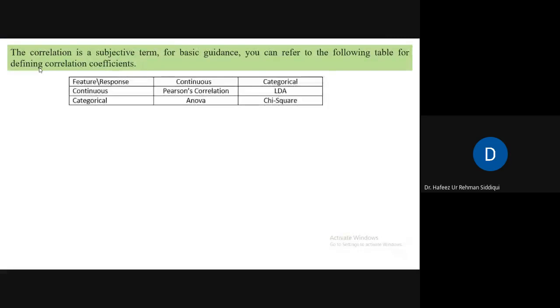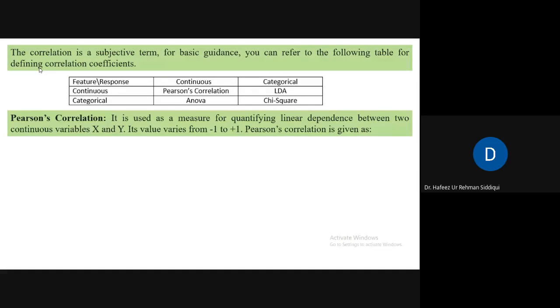So Pearson correlation is a measure of quantifying linear dependence between two continuous variables x and y. Linear dependency. Its value varies from -1 to +1. Pearson correlation is given by this formula: the covariance of x and y divided by the product of their standard deviations.